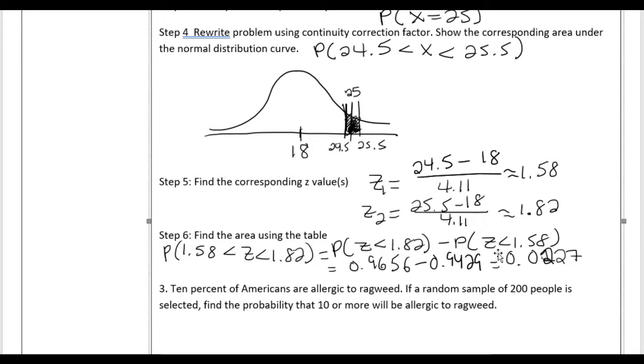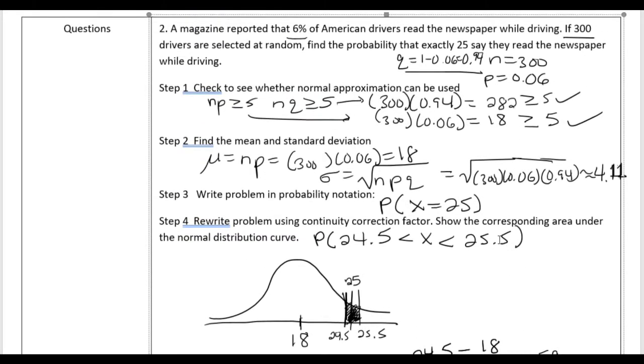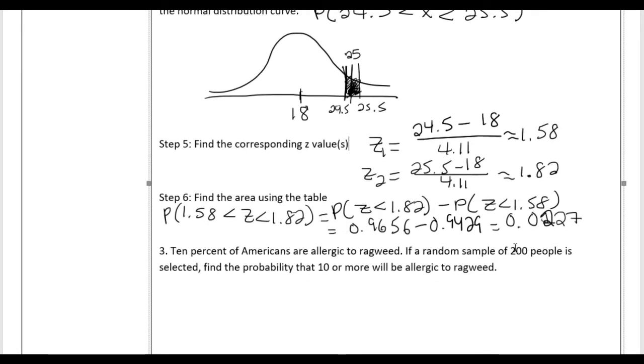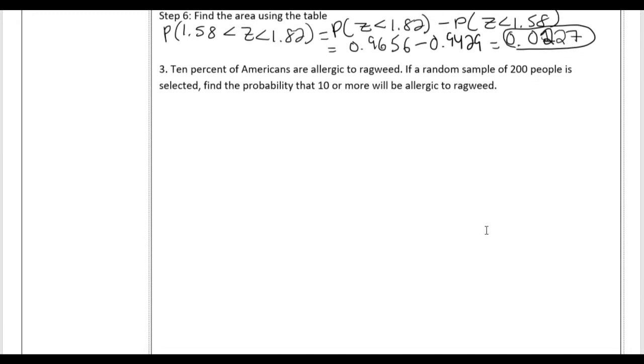So that is the probability of finding exactly 25 people that say they read the newspaper while driving, which, thank goodness, is a small percentage, because I do not want to run across those people if they're reading the newspaper and I'm driving with them on the same road. So there's that. All right, so number 3.